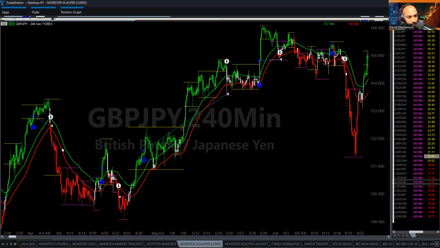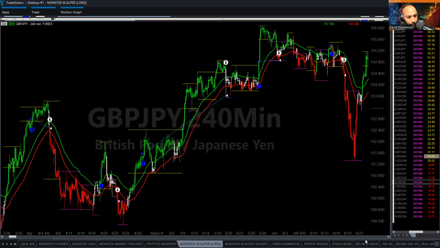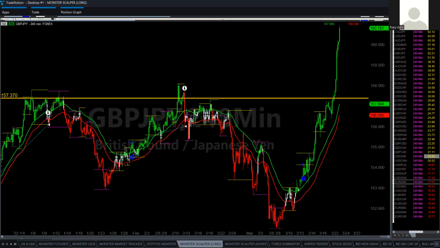What phase is this? Markdown phase. Markdown, accumulation, markup, distribution. That's it. And David, the accumulation and consolidation is the same thing, correct? It's the same thing. Just know that consolidation is basically what's happening. The price is consolidating.